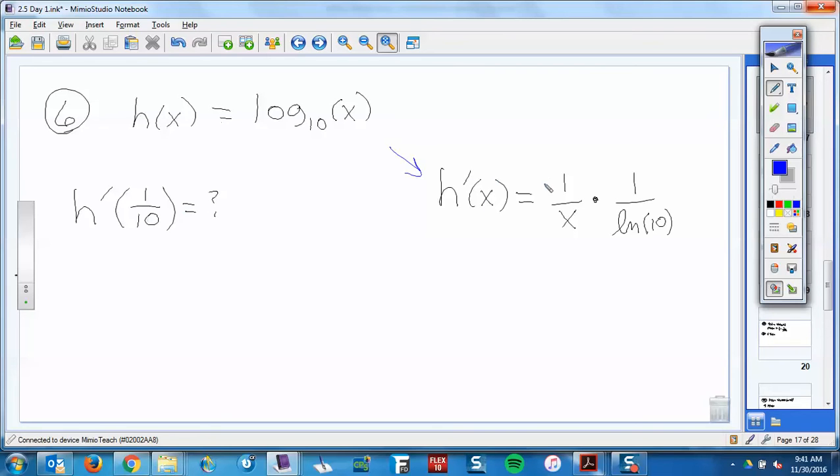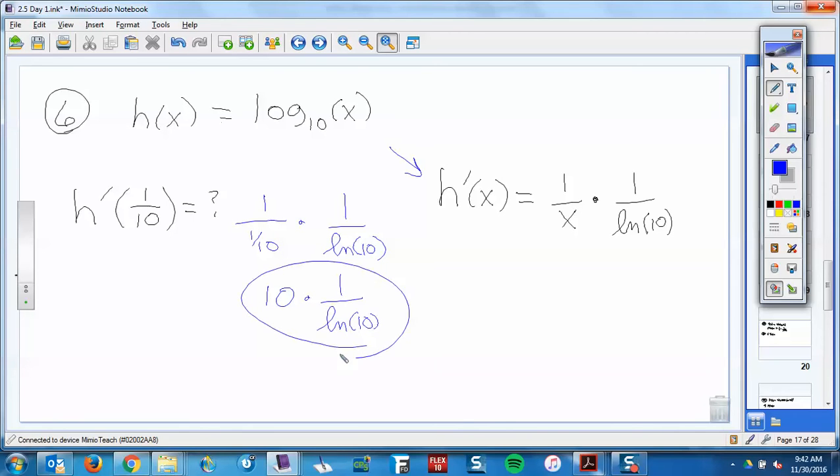Now, to do h prime of 1/10, I just plug in a 1/10 everywhere I see an x. Now, I wouldn't leave it like that. When we do chapter 3, where we do a lot of these derivative problems with all the rules that we end up with, I would not let you leave it like that. 1 over 1/10 is 10. Now, at that point, if you want to leave it like that, I'm fine. I think it's better to put the 10 on top and write it like that, but either one of those would be okay. Spencer.